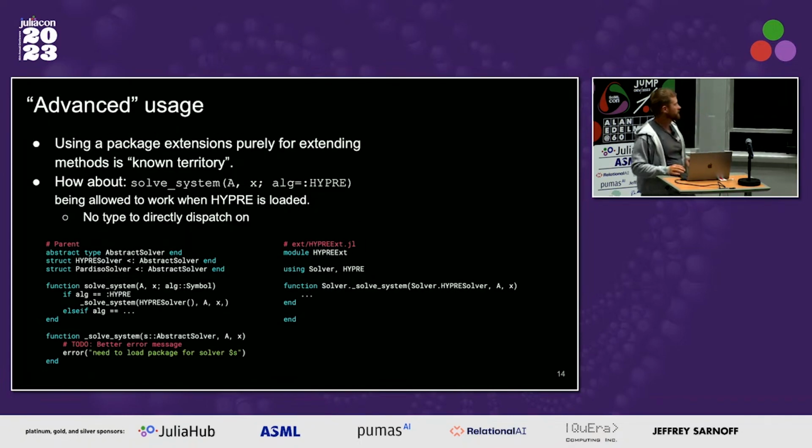Okay, so now I'm going to go to some more advanced usage. What I've shown before is using a package extension purely for extending a method. This is known territory. It works well, quite a few packages have started adopting this, and there hasn't been that much of an issue. The example I showed with PGFPlots there is exactly in that territory. It just extends some function based on some types.